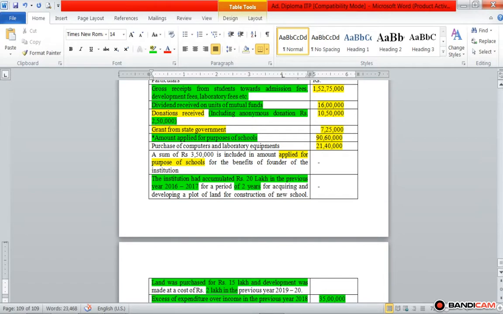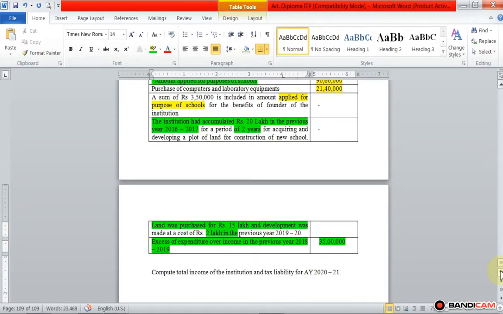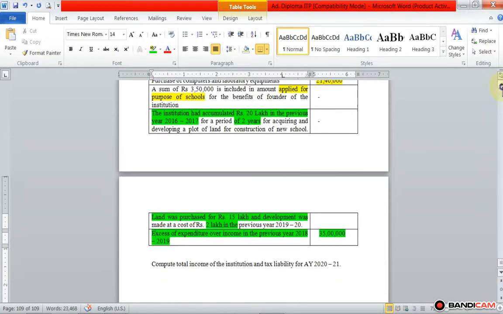Okay, got it. So here we read the problem carefully and we compute the taxable income as well as the tax liability.